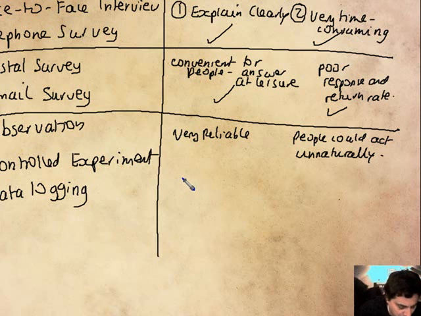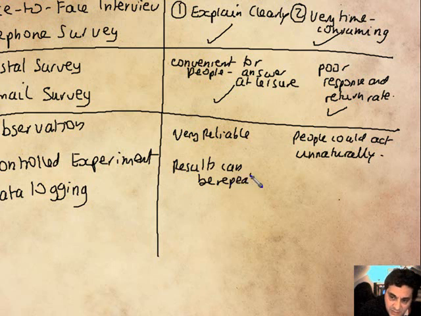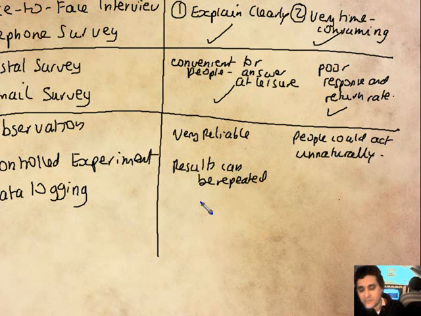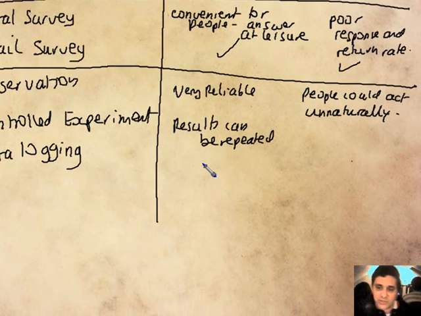Advantage, results could be reliable, and they can be repeated. Alright, it's not like a one-off hit. So for example, Monday I go from home to school, Monday home to school, etc. I can repeat the results and see if there's any sort of trend. Is it busier? Does it take longer on a certain day than others? Then I can do some statistics on that and report my findings.